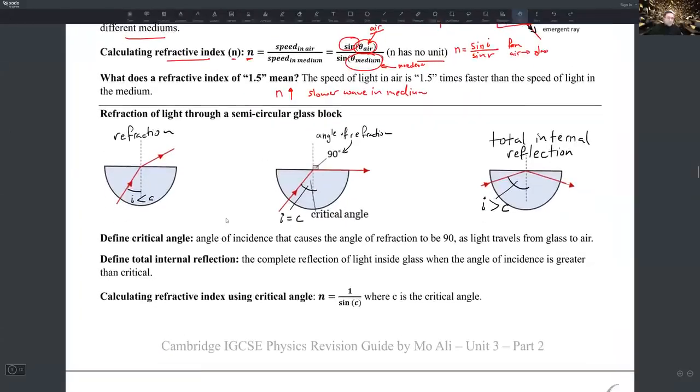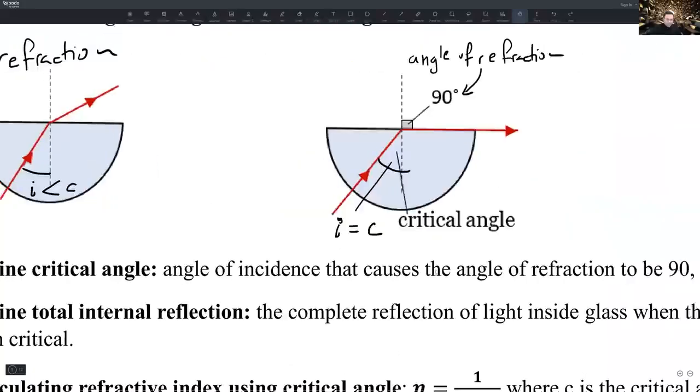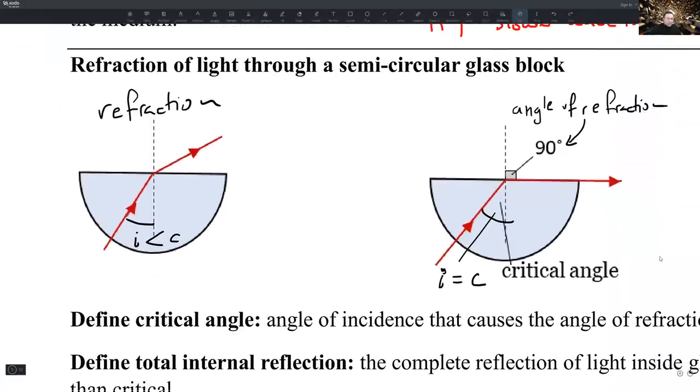Next, what if you have a semicircular glass block? Now, this shows us a couple of cool features. And you can already see what I'm going to talk about. But let's start with the first one. First, this light ray hits the surface, this curved surface, and does not bend. What does this mean? What does it mean that this does not bend?